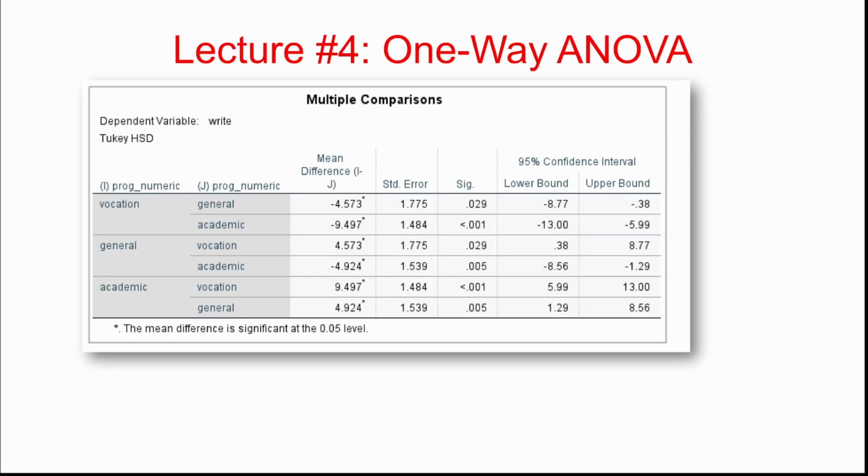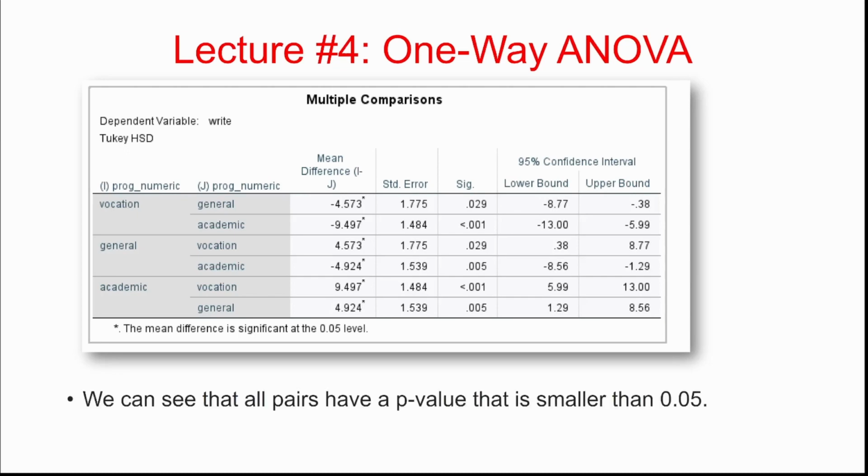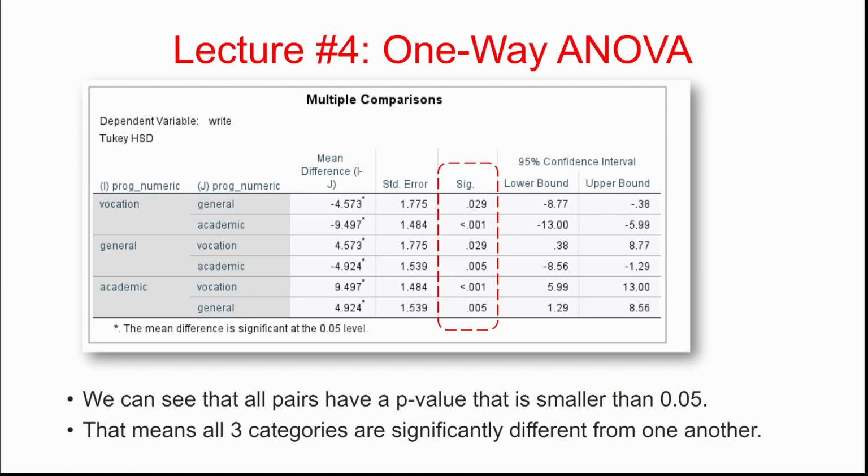So this is the table we just saw in the SPSS output. As you can see, all these p-values are smaller than 0.05. It means that all these different pairs are significant. So the comparisons are significant. That means that these three categories are significantly different from one another. Vocation is significantly different from general, vocation is significantly different from academic, and general is also different from academic. So regardless of which pair you choose, they are significantly different.